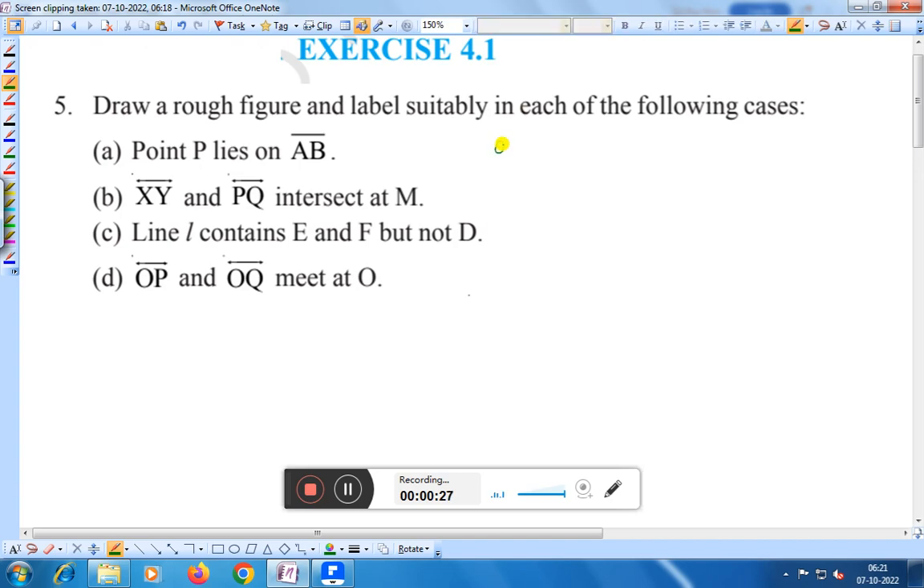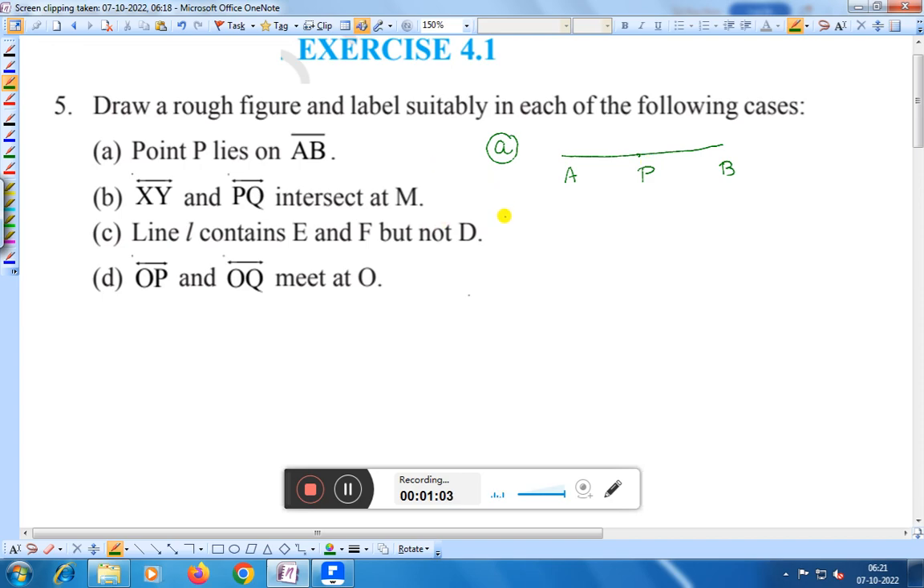Solution of question number A. What you have to take? You will take one line segment. Here we have taken one line segment AB, and point P lies on AB. Suppose here point P is there. Here point P lies on AB. We have taken one line segment AB and point P lies on AB. This is the solution of question number A.